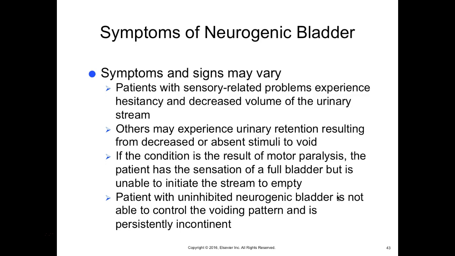If the condition results in motor paralysis, the patient has the sensation of a full bladder but is unable to actually initiate the stream of urine to empty the bladder. So that's motor paralysis. They have sensation, but they don't have the motor movement. They're not able to actually go. The patient with uninhibited neurogenic bladder is not able to control the voiding pattern and is persistently incontinent. So they would need to use something like a diaper or some kind of absorbent pad because they would just spill urine.